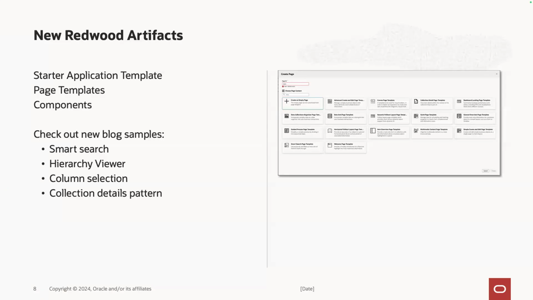So if you look on our blog at blogs.oracle.com/vbcs, you would find, for example, in the previous month, we created blogs on using the smart search component, using the hierarchy viewer component, how to use the column selection capability of the panel collection component, and how to use the collection detail patterns. Some of the blogs over there, but you would also find older blogs on, for example, the guided process or the drawer components or things like that.